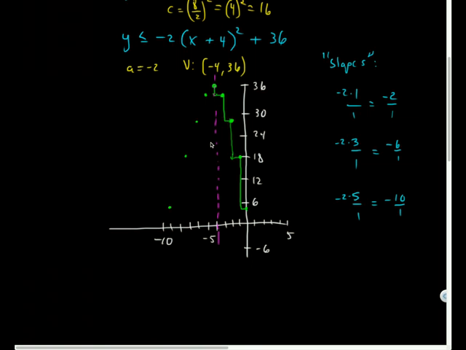Now, regarding my parabola, let's analyze what this symbol says here. Because of this, it tells me a couple things. Less than or equal, the equal part tells me that it is a solid curve. The less than part tells me that it's shaded below.